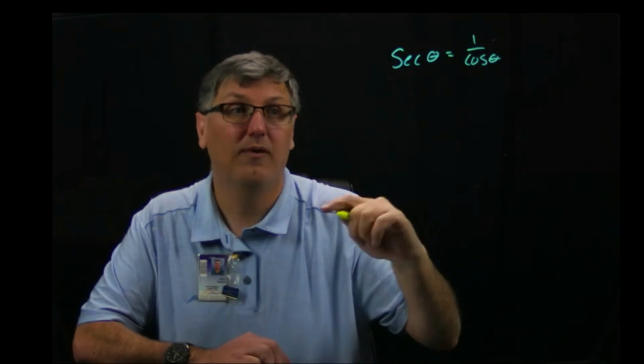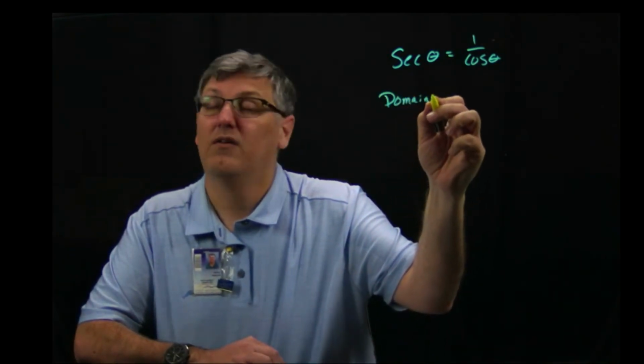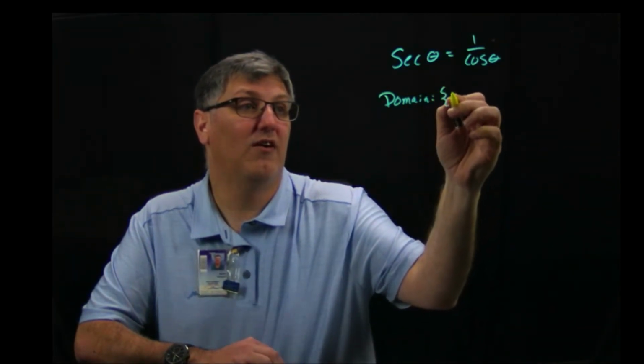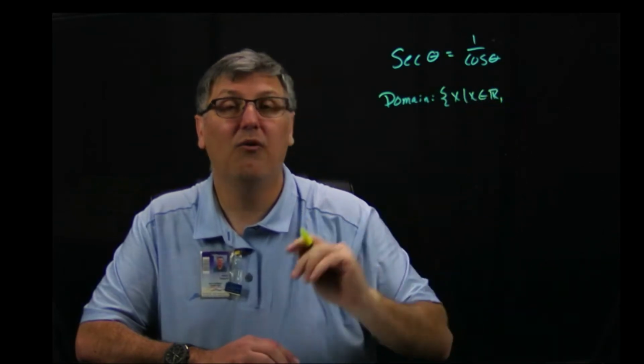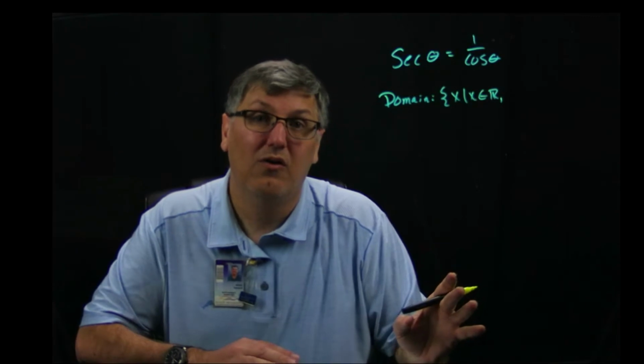And the same strategies we use to graph cosecant are going to be the same strategies we use to graph secant. But instead of using sine this time, we're going to use cosine. All right, so first off, let's look at the domain. The domain of secant is going to be the set of all x's such that x is an element of the real numbers. Now we have to take out everywhere secant is undefined.